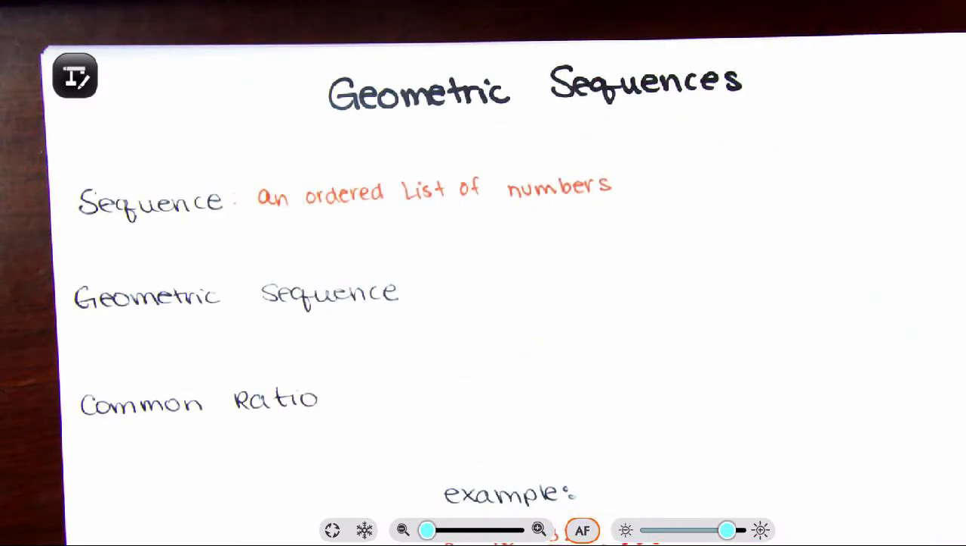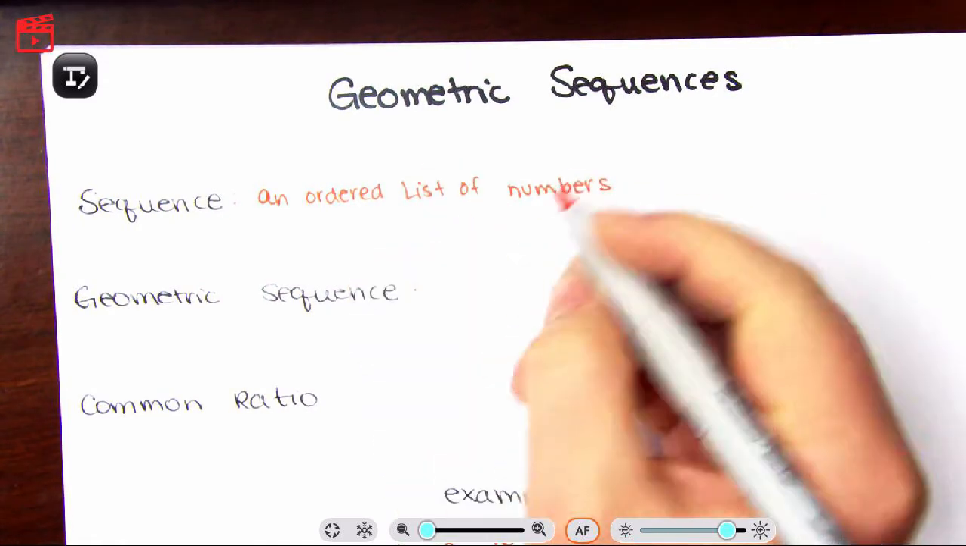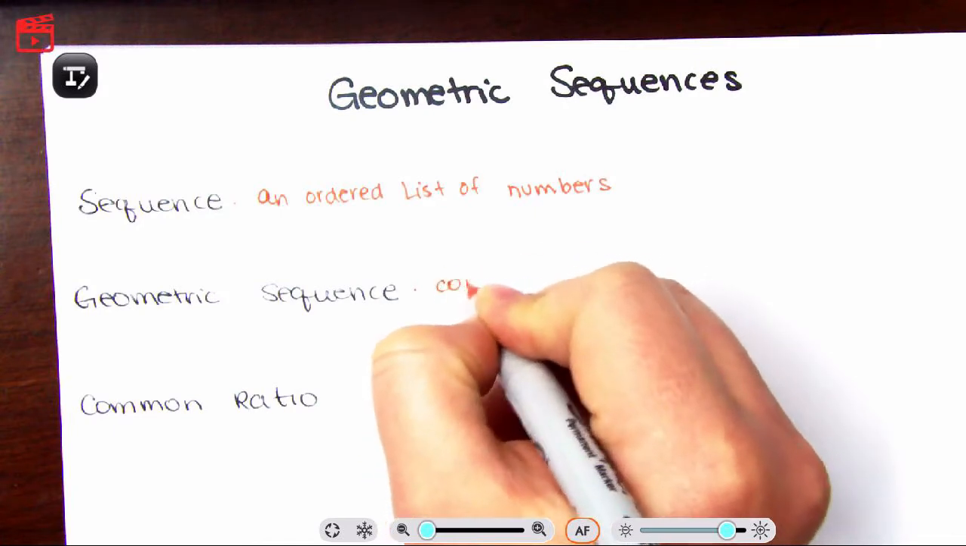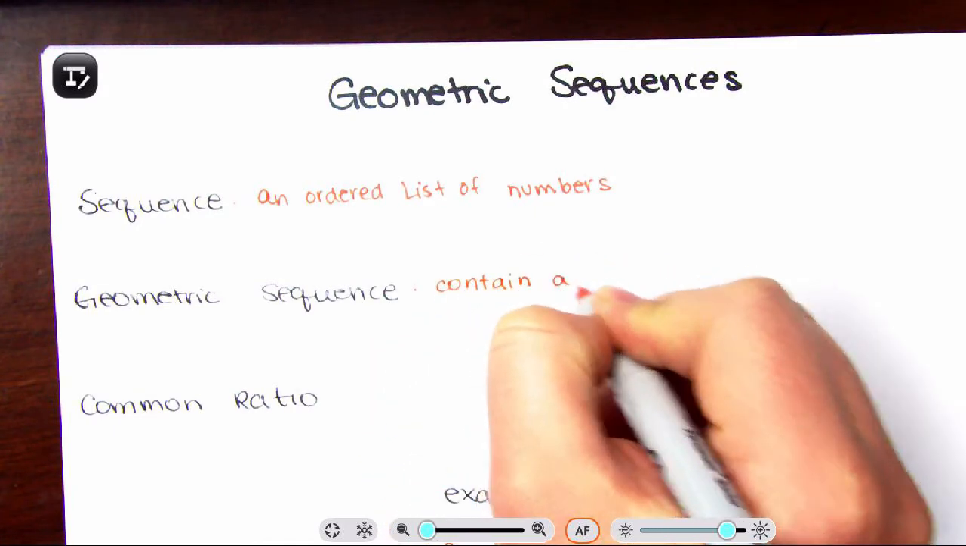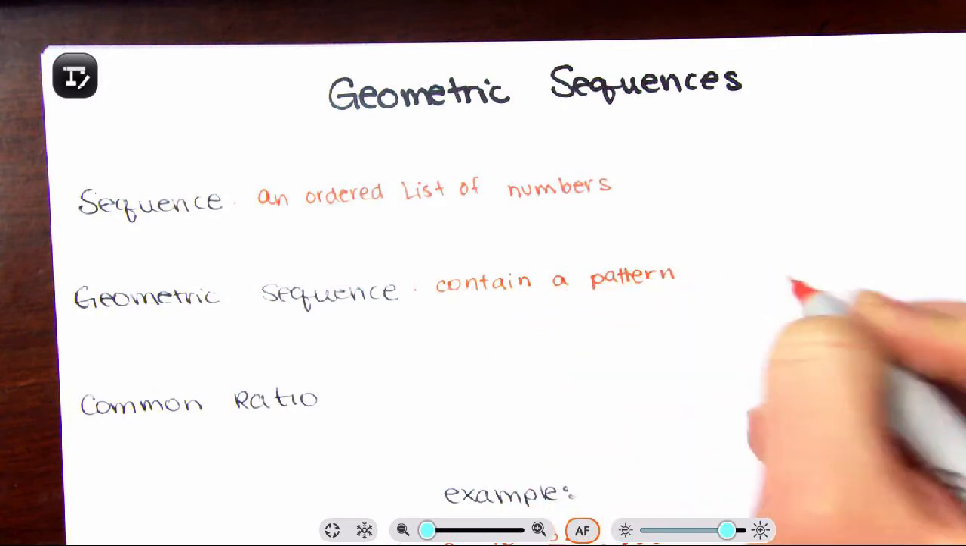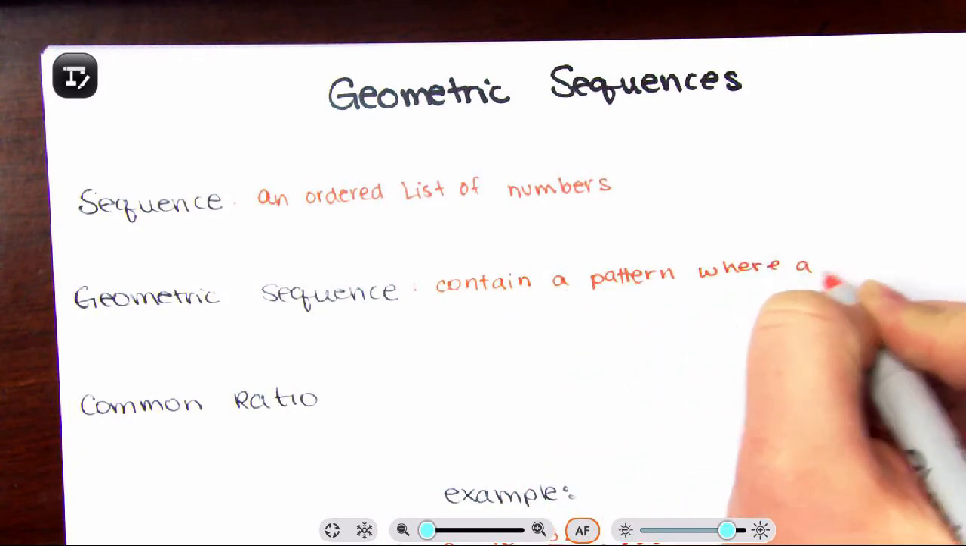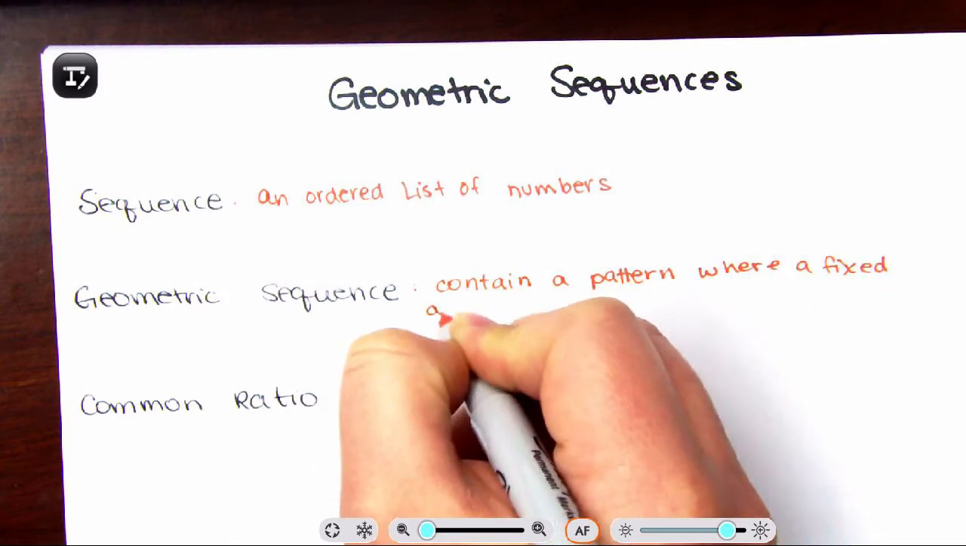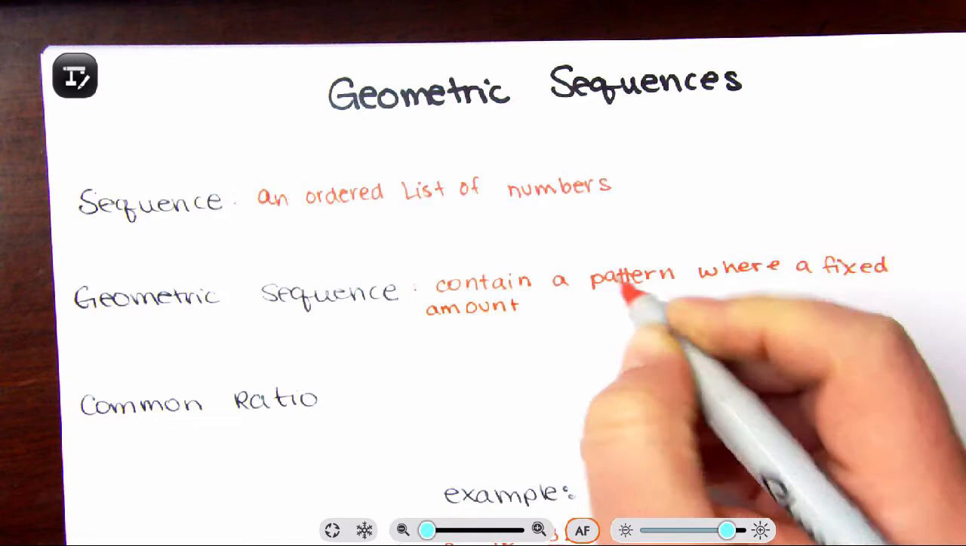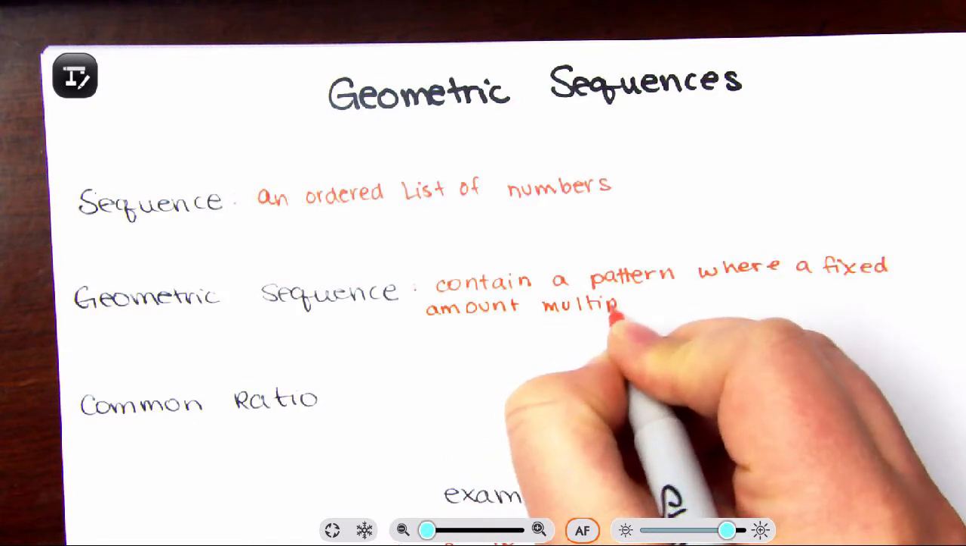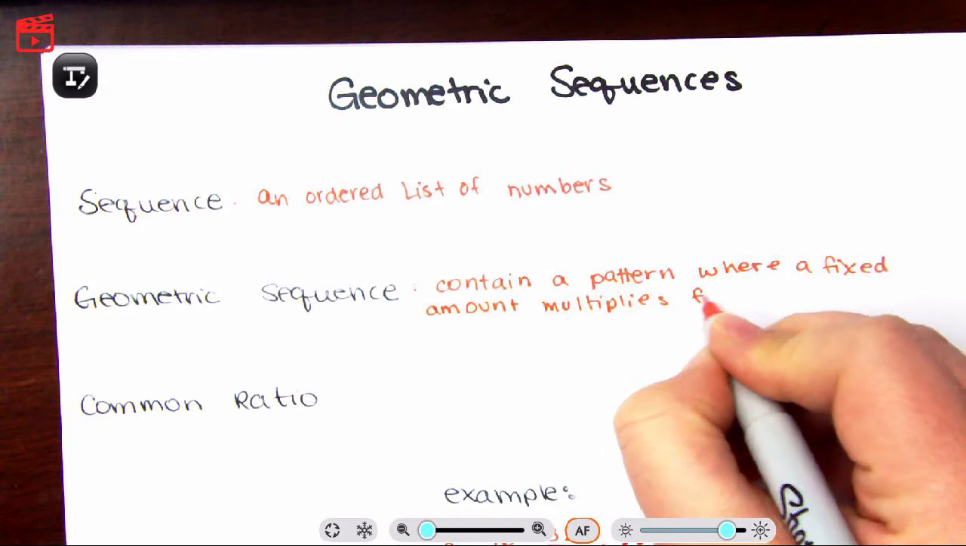Now, what's very specific about a geometric sequence is that the list of numbers contains a pattern. This pattern is different than arithmetic, obviously, but the pattern is very specific to multiplication. So the geometric sequence contains a pattern where a fixed amount multiplies from one term to the next.